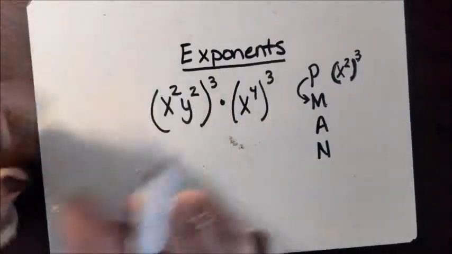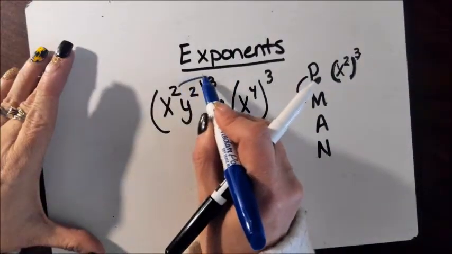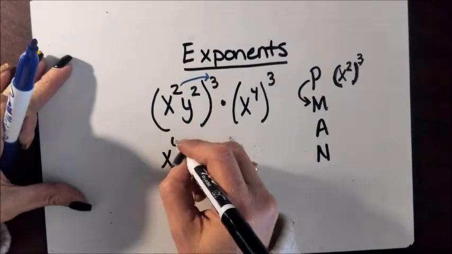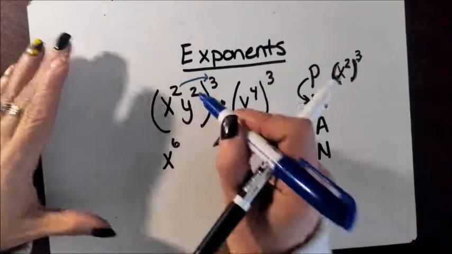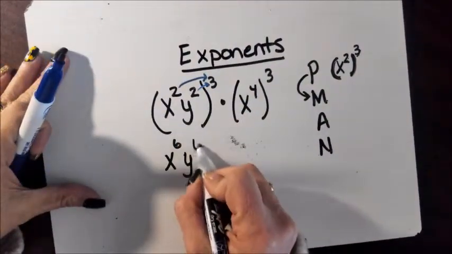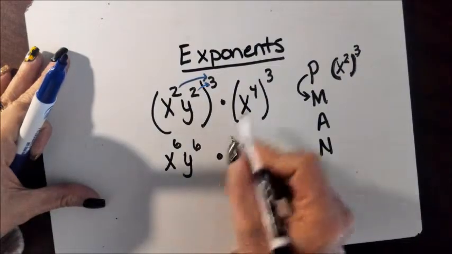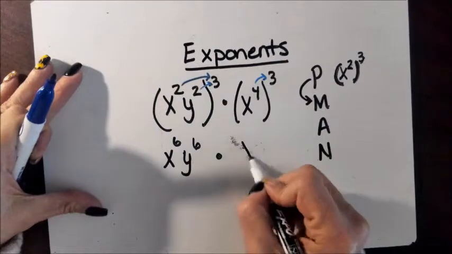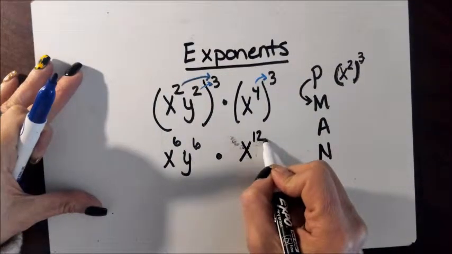So I'm going to multiply. That means I'm going to take 2 and multiply it by 3, so this is going to become x to the 6th. And then I'm going to have 2 times 3, and this is going to become y to the 6th, times, a power to a power, 4 times 3 will give me 12.